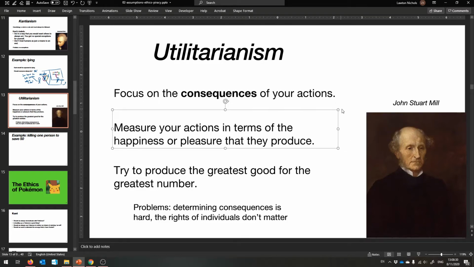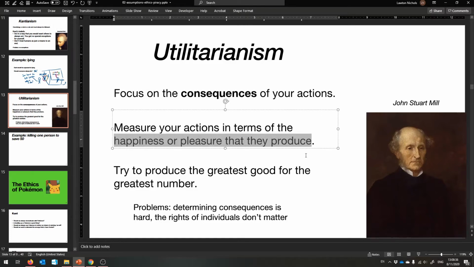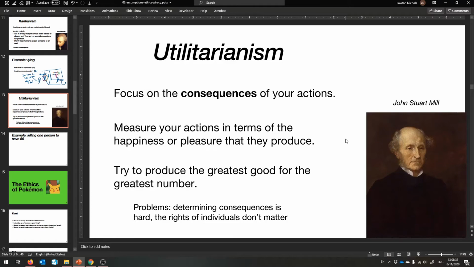So like telling your younger siblings or your children that Santa is real, I think increases happiness for everyone, right? That is a pretty common argument, and that would be a utilitarian argument. And so the idea is try to produce the greatest good for the greatest number, okay? And there are issues again.